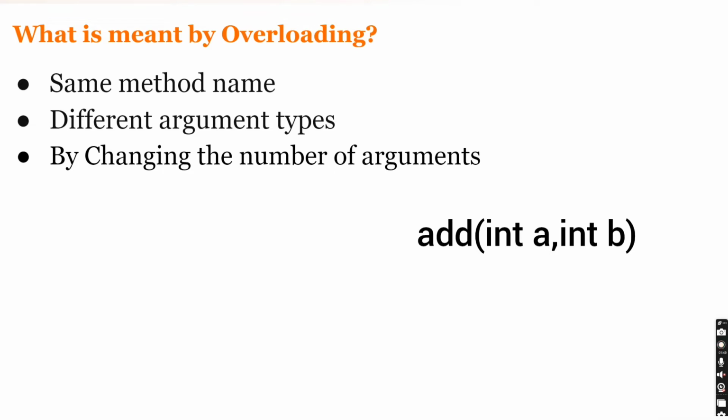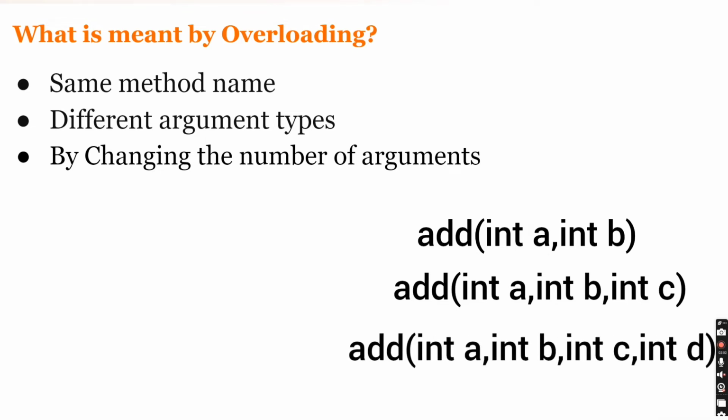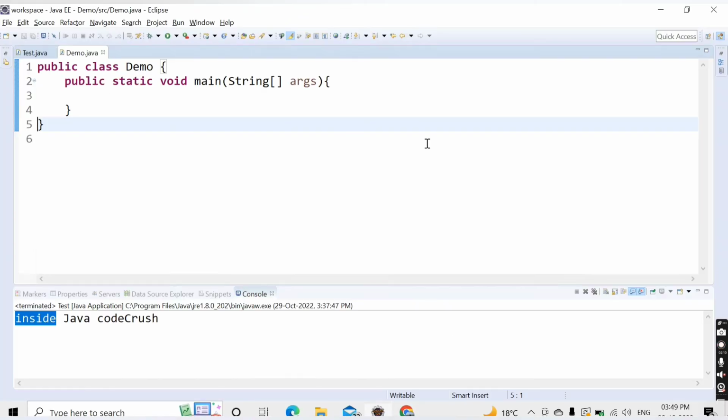But it can also be the case that you want to add three numbers. So you will also provide the method name as add, and again you will have three parameters: integer, integer, integer. Also, it can be the case that you need to add four integers. Again, the method name will be add, but this time the number of arguments will be 4. Let's see this particular case inside the practical code.